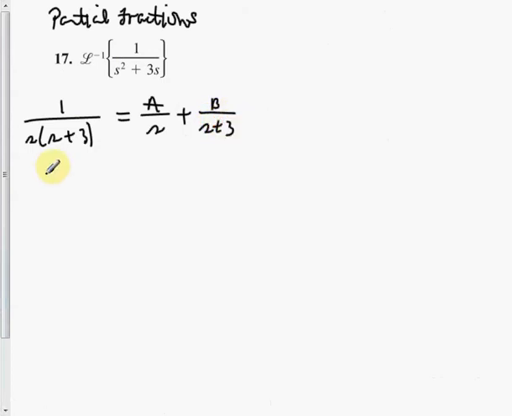Multiply both sides by the LCD. We get 1 is equal to A times s plus 3 plus B times s. So if you let s equal to 0, A is equal to 1/3. If you let s equal to -3, then B is equal to -1/3.